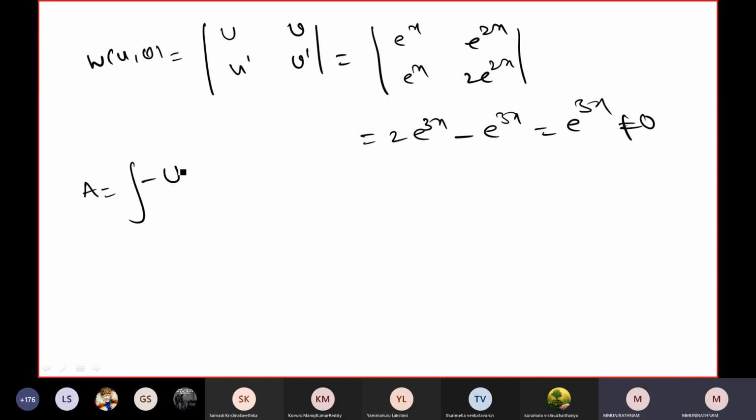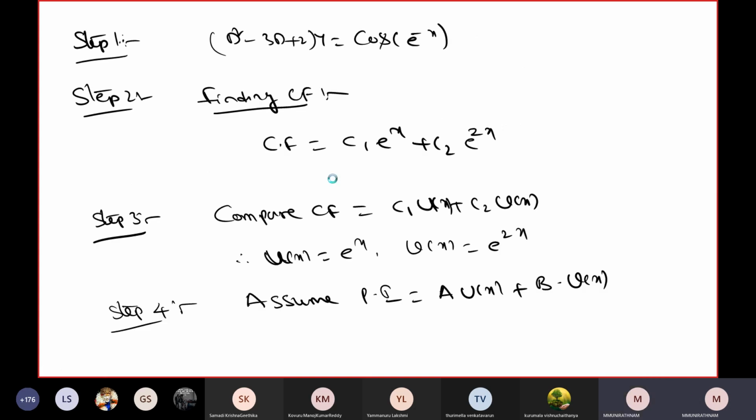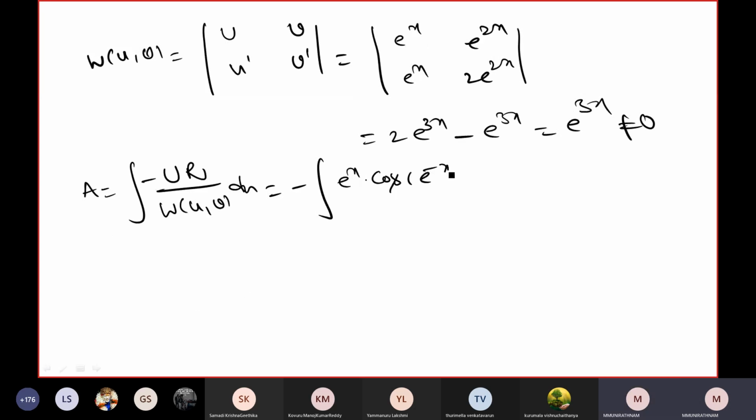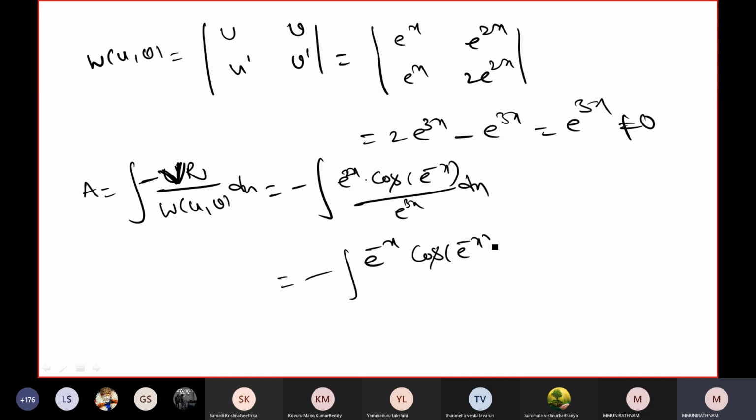A equal to minus integral of u into r by Wronskian of u comma v dx. U is e power x. What is r of x? Cos of e power minus x by e power 3x dx. Sir, isn't it minus V R? It is minus, yes. Okay, sorry, it is V R, e power 2x. So this is e power minus x, right? Okay, thank you.